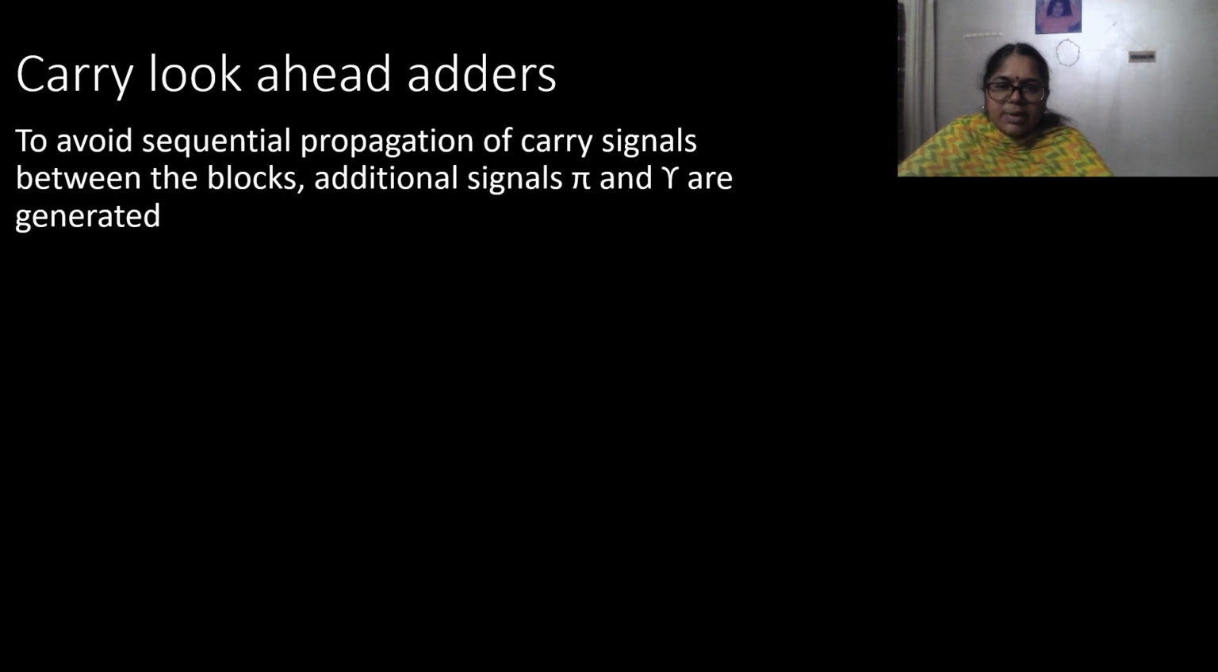Now, to avoid sequential propagation of the carry signal between the blocks, additional signals, that is pi and gamma, are generated. What is this pi and gamma? Pi is nothing but P3 P2 P1 P0 into Cin, where we know that the propagate signal P is given by A XOR B. So pi can directly be obtained by performing the AND operation of P3, P2, P1, P0 and Cin.